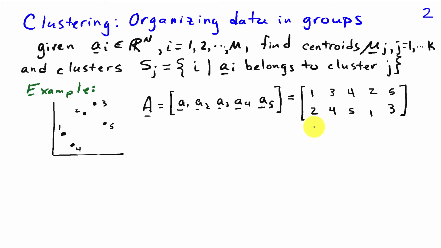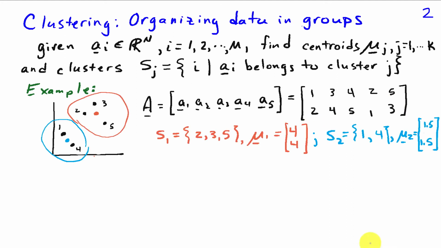Given these observed data vectors, we want to organize them into groups. So let's suppose we want to do 2 groups. Group data vectors 2, 3, and 5 together, as I've circled in orange, and assign a centroid mu1. So S1 would have indices 2, 3, 5, mu1 would be 4, 4, and then we'll group these other 2 data vectors together into a set S2 with indices 1 and 4, and a centroid of 1.5, 1.5.